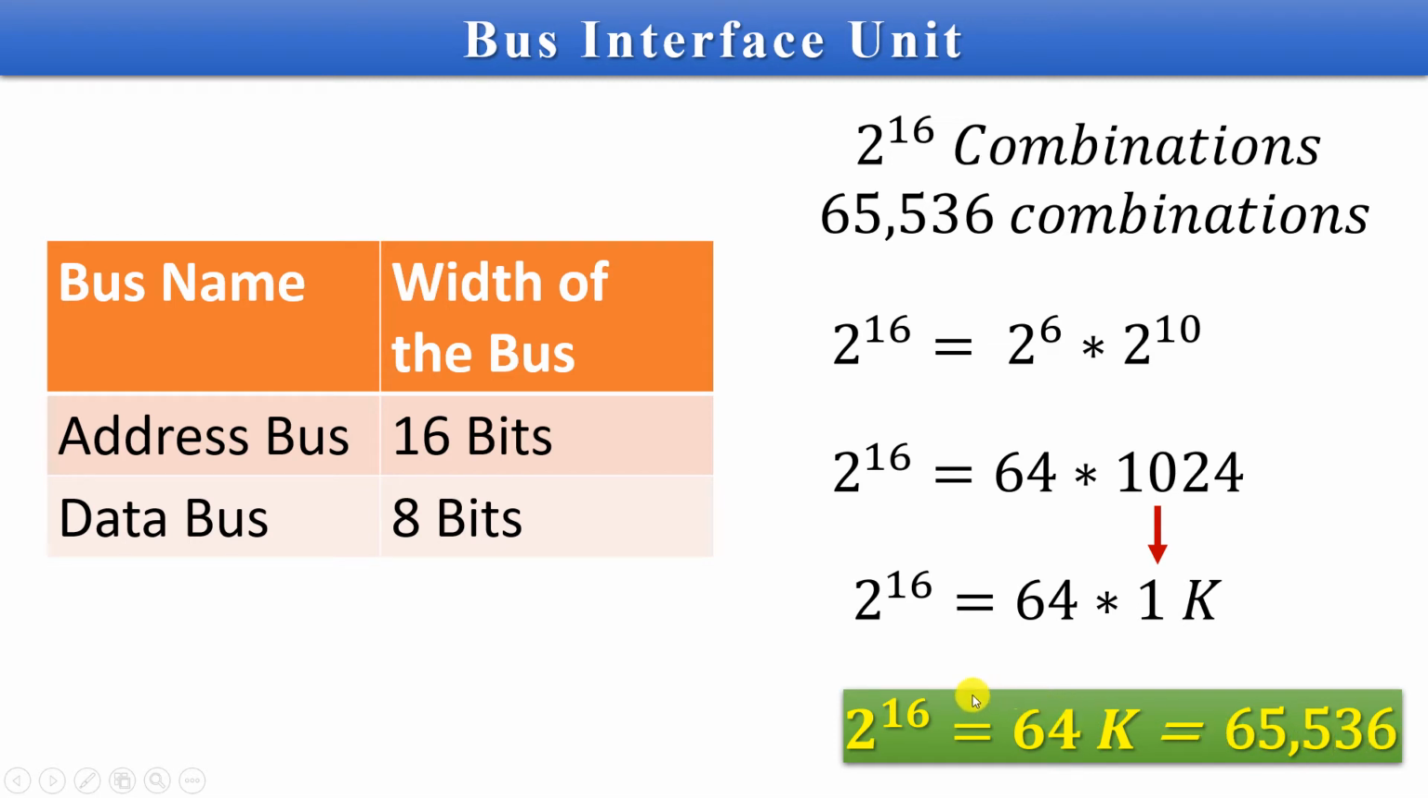65,536. So you can talk to 65,536 different memory locations. Why? Because we have a 16-bit address bus. If the address bus is larger, then the memory addressed can be larger. This much amount of memory can be connected with the 8085.